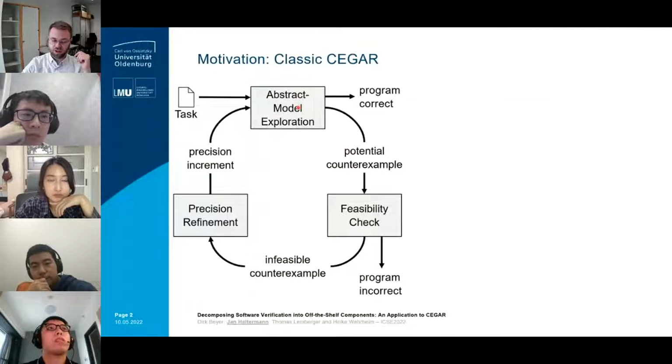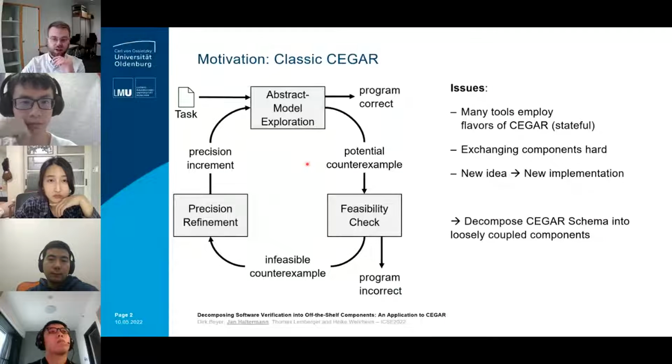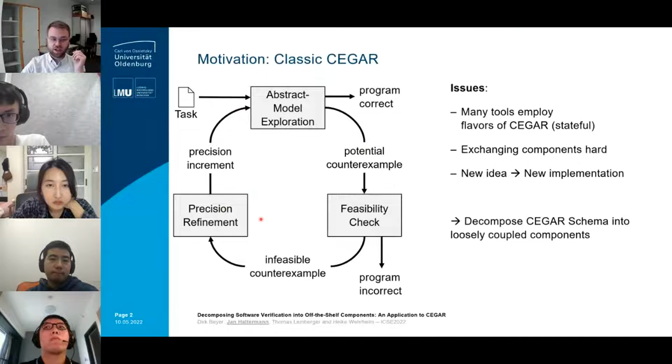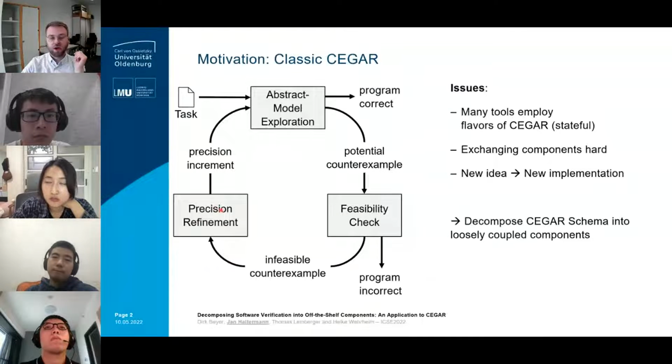It gives this to the abstract model explorer, which then reads the full cycle. So that's a widely used schema. Many flavors of CEGAR exist in the world of software verification, and nearly every time this is implemented in a stateful manner. The problem is that you cannot simply replace, for instance, the precision refiner part by something else without changing the full code. Or even worse, if you just have a nice idea for the precision refinement part, you have to build the full tool, but you don't need it.